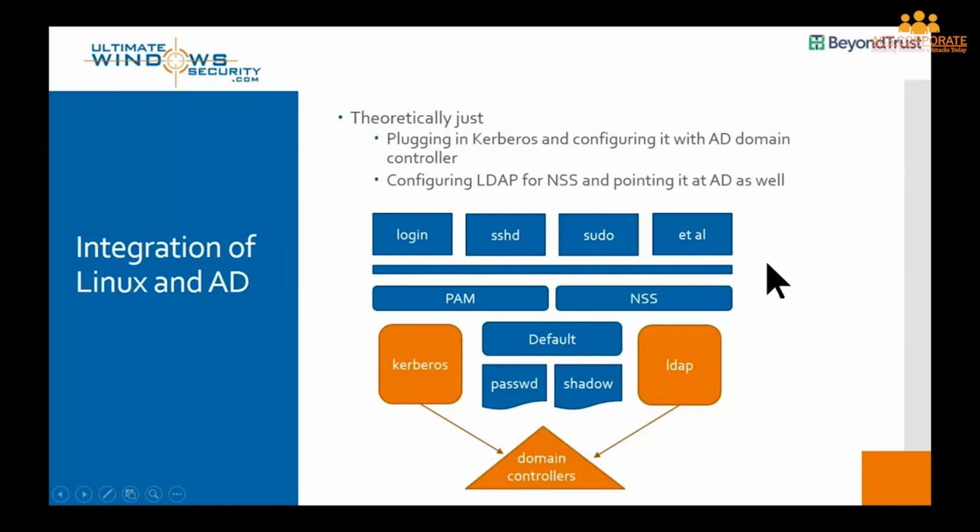And you can see the stuff up here above it, whether you're logging in via Secure Shell or via login right at the console, whether you're running something through sudo or whatever, all of these higher level applications that allow you to log in to Linux and Unix are speaking to PAM and NSS. Once we've integrated with AD, PAM in turn is using Kerberos for authentication when you try to log in with a domain account, rather than going through the default PAM module to the password and shadow file.